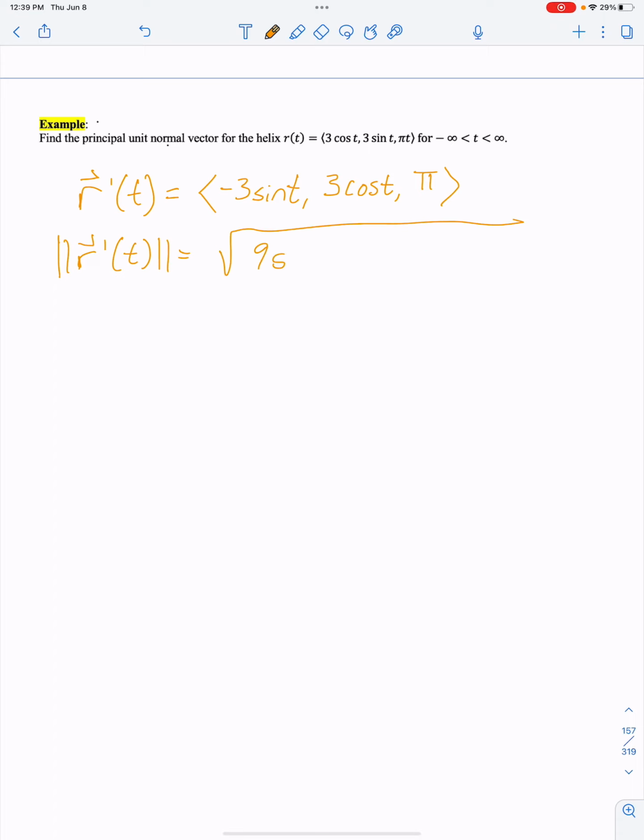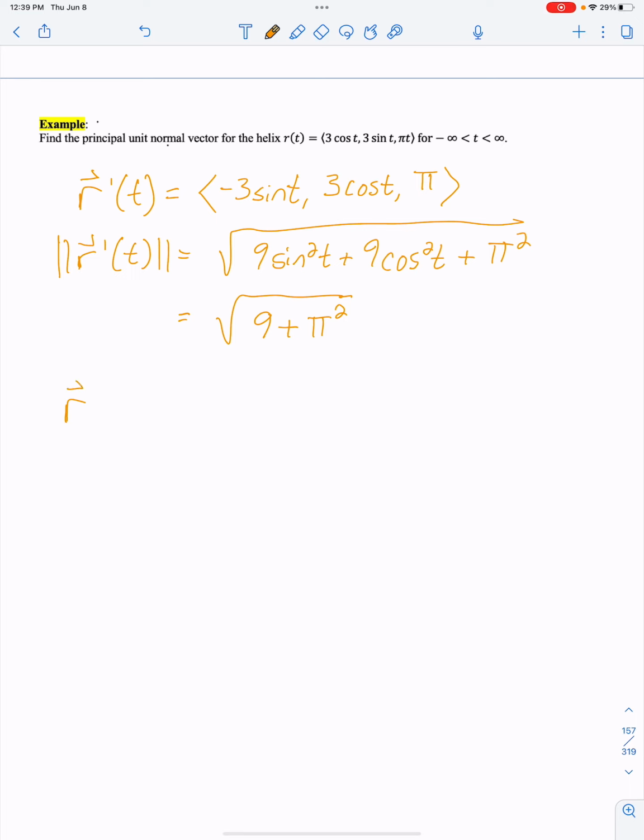So we got 9 sine squared t plus 9 cosine squared t plus pi squared. All right, so this magnitude is going to be equal to the square root of 9 plus pi squared. Right, I can factor out the 9 of that thing and grab that. Okay, so it's nice, pretty. It's not even variable, meaning it doesn't change.